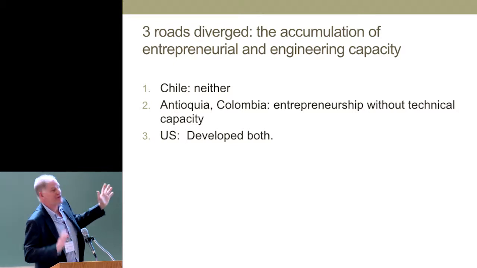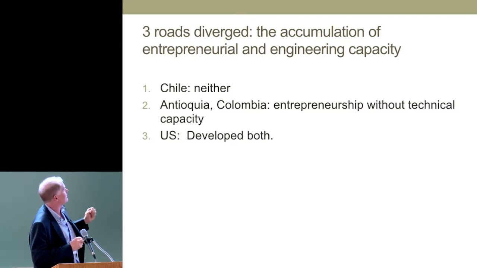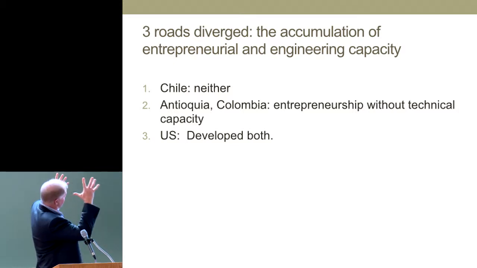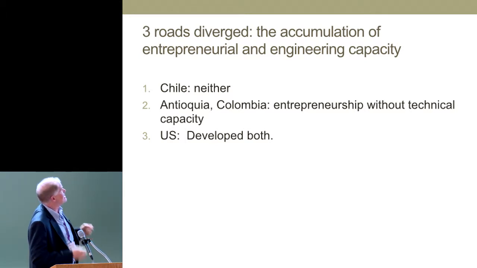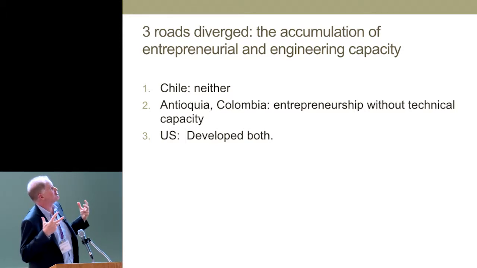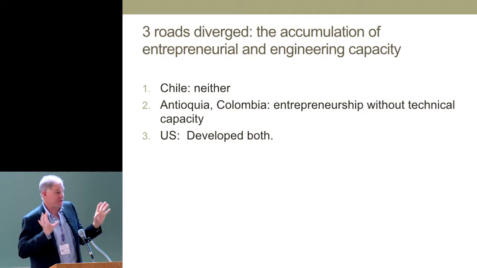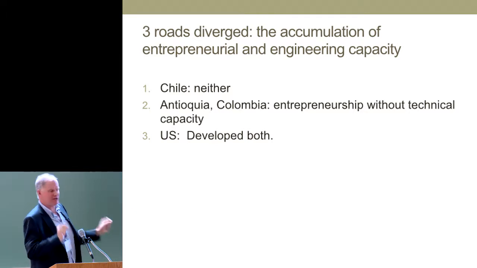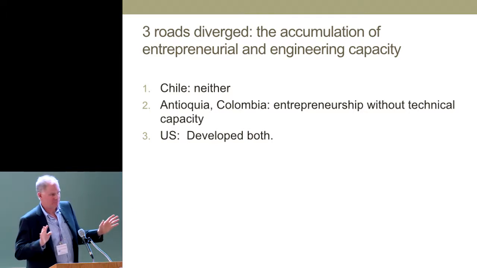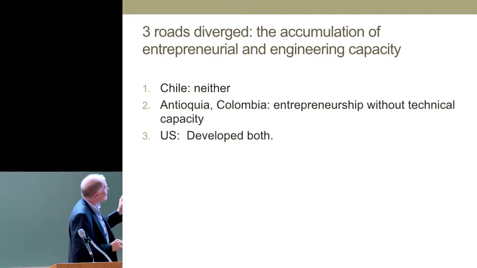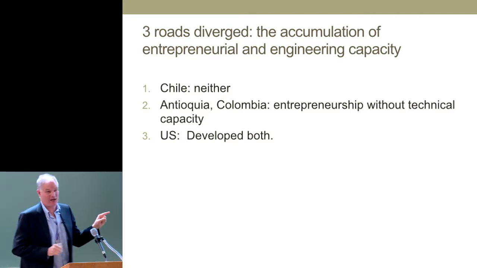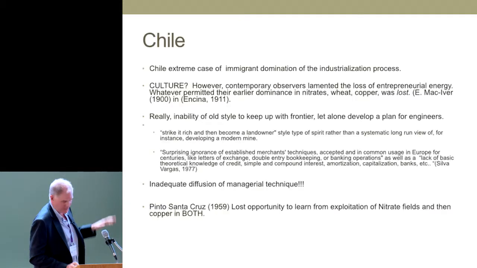So there's kind of three roads, going back to our original conceptual framework. Did you accumulate the entrepreneurial and engineering capacity? And these matter, they're different at this point, at the time you needed it. And in Chile, they didn't have either. Okay, they lost their minds, but we'll come back to that. Antioquia did the entrepreneurship, but without the technical capacity, and that hurt them. And the US did both.